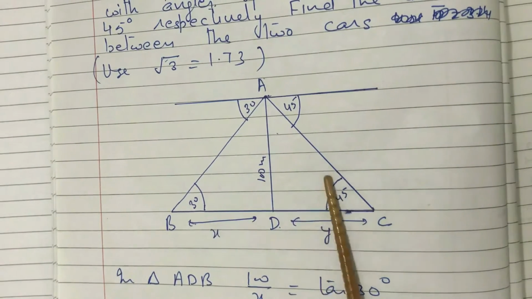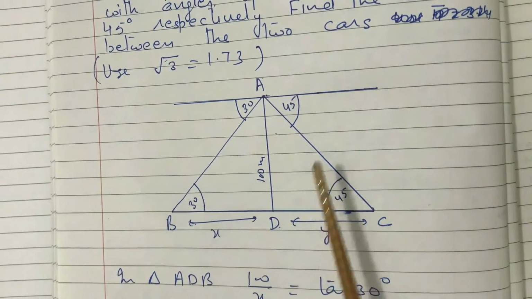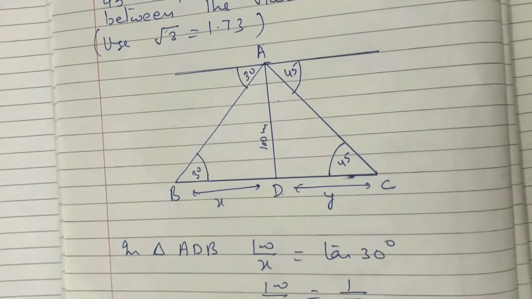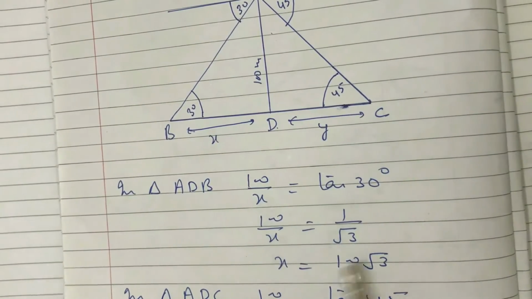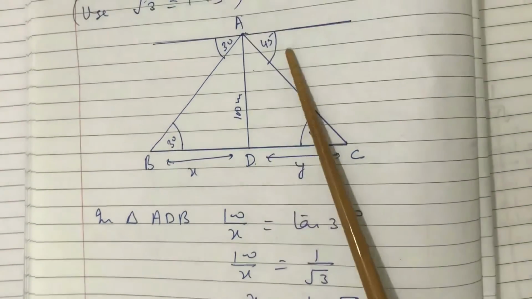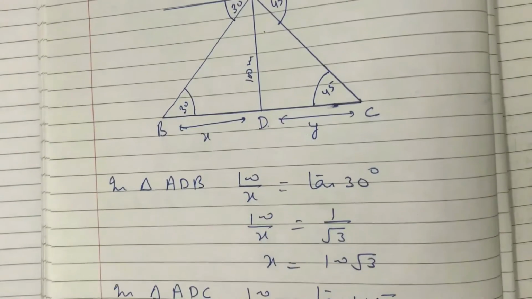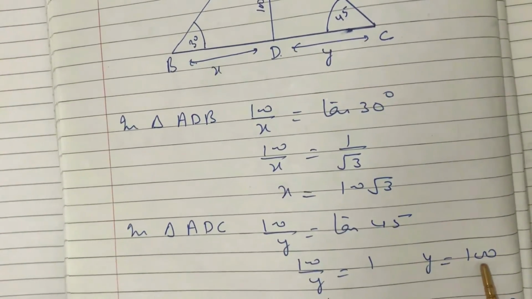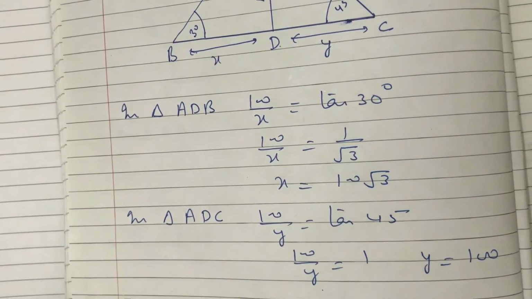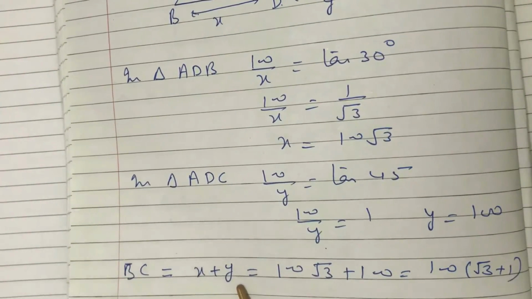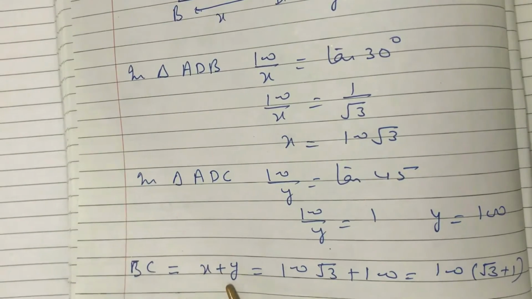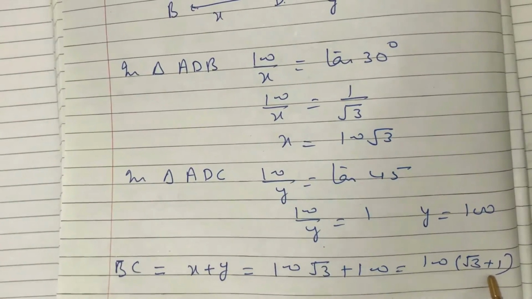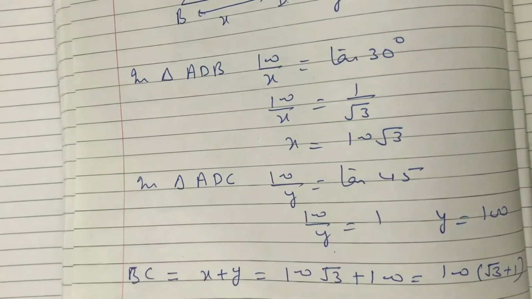Now we have two triangles, this and this. And in triangle ADB, 100 upon x is equal to tan 30 degree. You will have the value of x. Now next is in triangle ADC. And again 100 by y is equal to tan 45 degree. It means y is equal to 100. So the distance between BC is equal to x plus y. So 100 root 3 plus 100, that is 100 in bracket root 3 plus 1. So that is the answer.